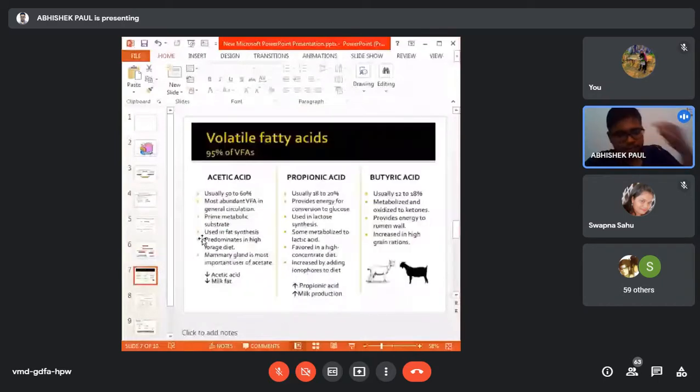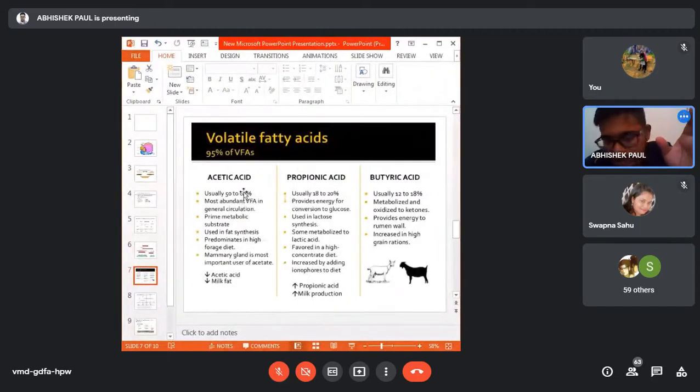The difference between acetate, propionic acid and butyric acid. Now you see, acetic acid is the major volatile fatty acid out of these three. Acetic acid is 50 to 60% of what is produced. Propionic acid is 20%, and butyric acid is less.